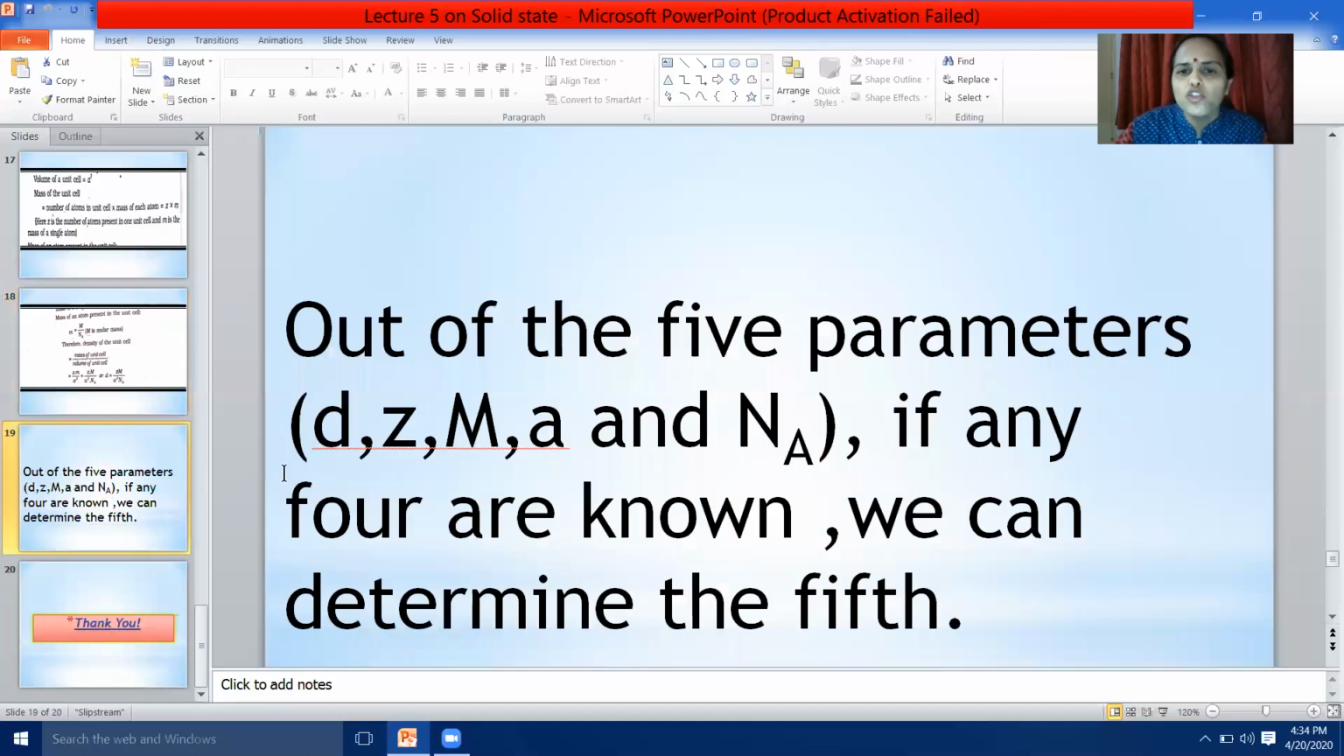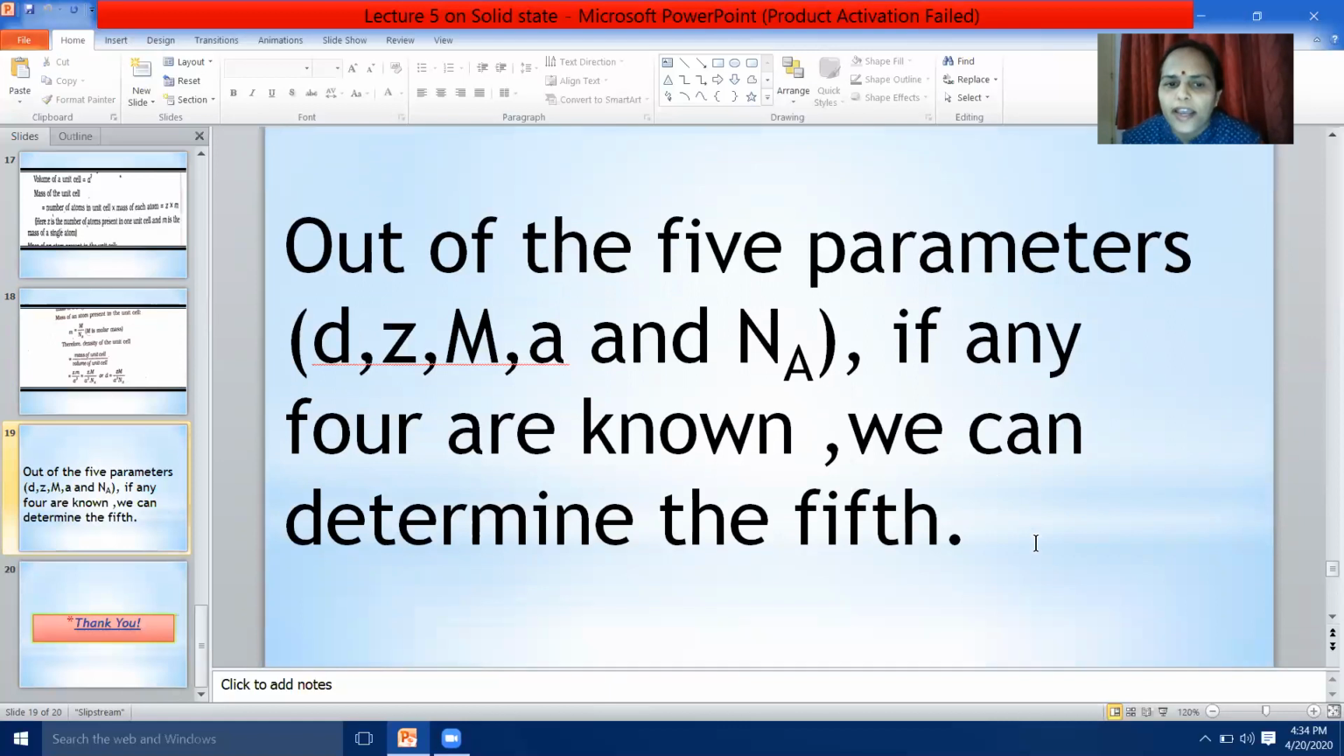So, out of the 5 parameters that are available, that is d, z, M, a and Na, if any 4 are known, we can determine the 5th one. That's how we'll be doing the calculation of the density of the unit cell. d equals z into M by a cube into Na.